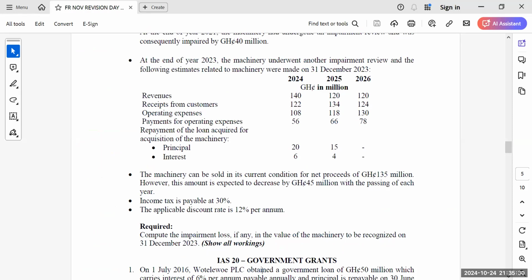What about the principal payment, the repayment of the loan acquired for the acquisition of the machinery? Principal, we are paying the principal in 2024, 20, 2025, 15, interest 6, 2025, 4. Would these ones affect the cash flow? Just, I want an answer. Say no. Why? For the principal or for the interest? So for the interest, so what about the principal?